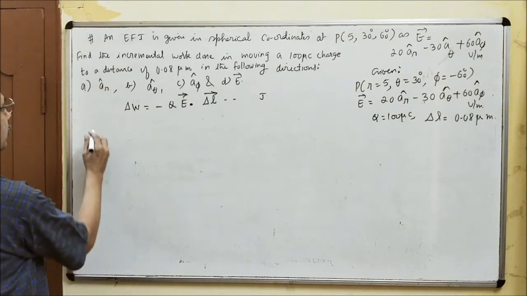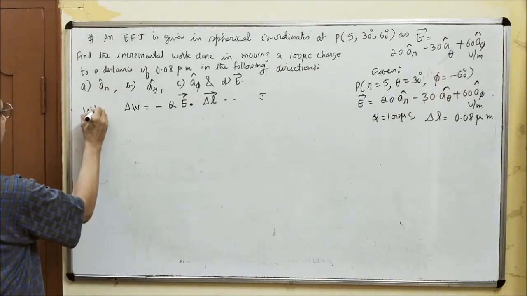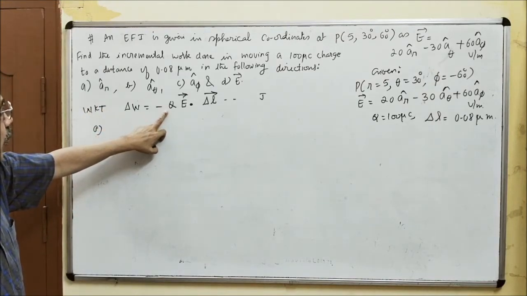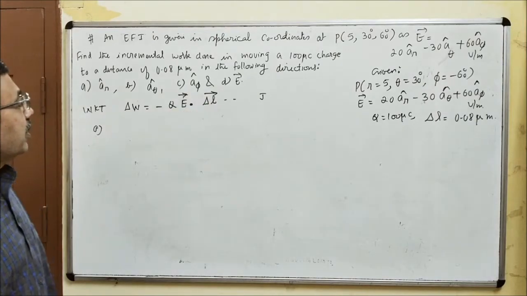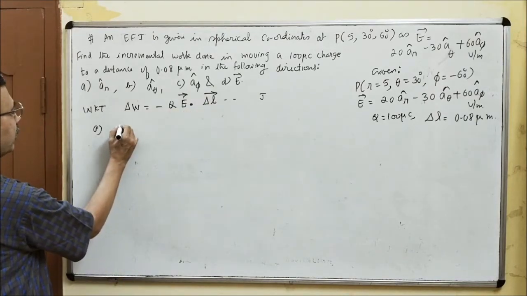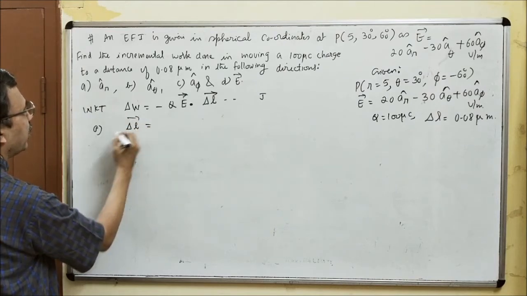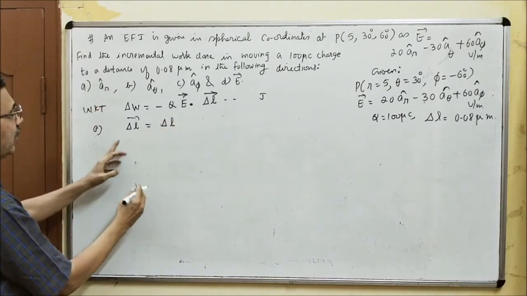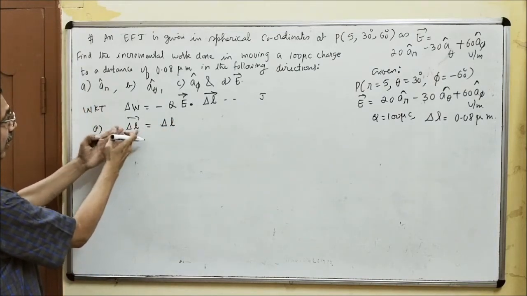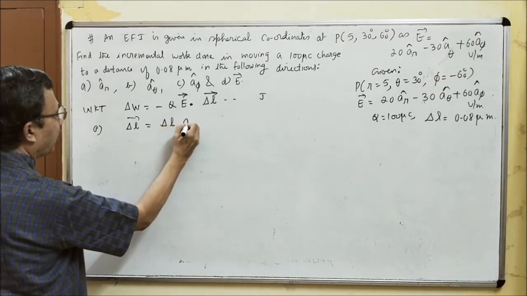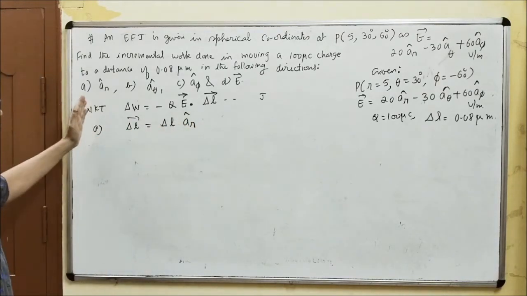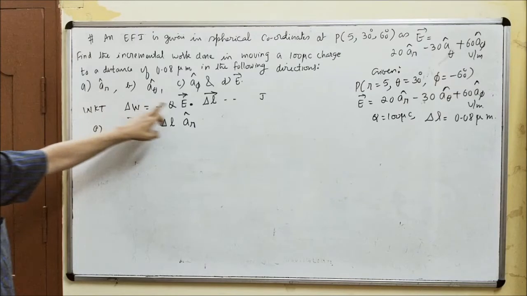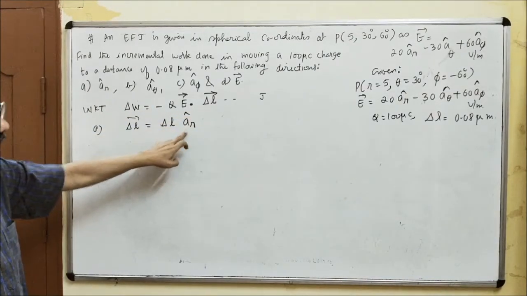Now I will do part A. We know that incremental work done is equal to minus Q times the dot product of vector E and vector dl. In part A, what is vector dl? It is in direction AR cap. The magnitude of vector dl is delta L, and the direction is AR cap, because he has asked what is the work done in the direction AR cap. Therefore, the unit vector associated with this elemental length vector is taken as AR cap.